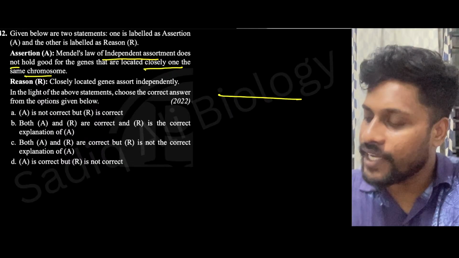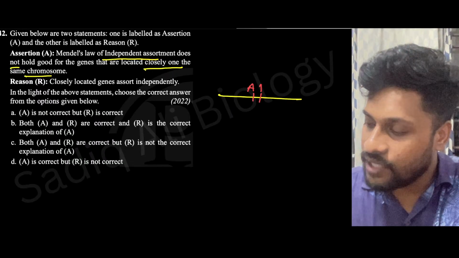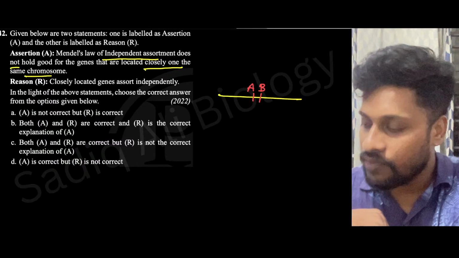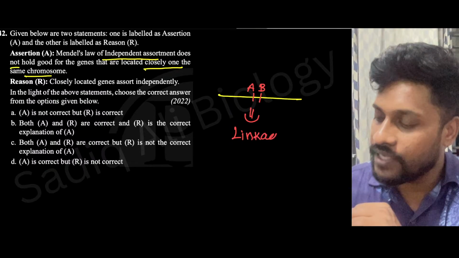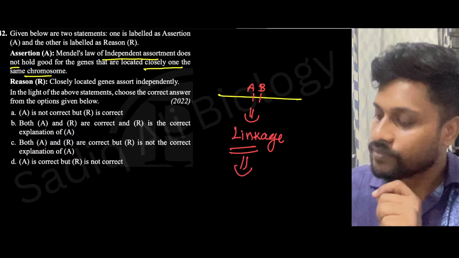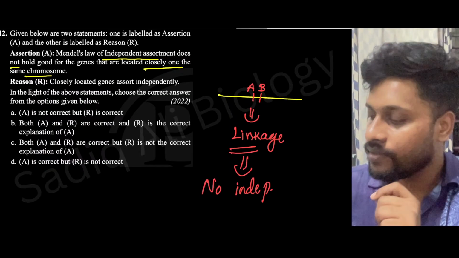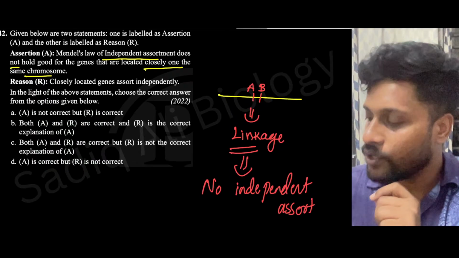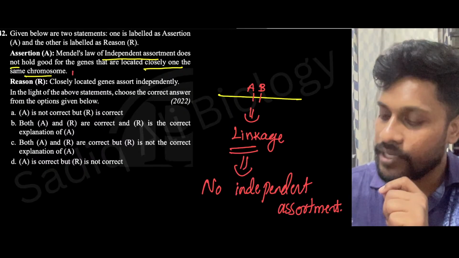Because if in a chromosome there are two genes like A and B, if they are closely present, which indicates that there is a physical association between them called linkage. If linkage is present, independent assortment will be absent. No independent assortment. Hence, this statement is true.